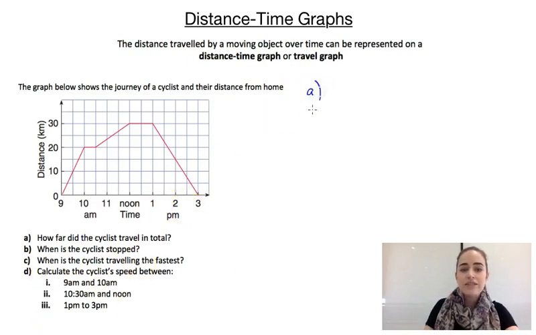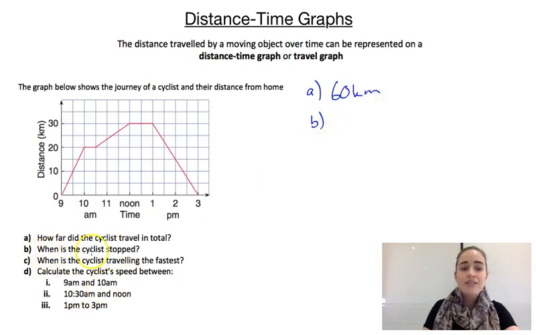Question A asks us, how far did the cyclist travel in total? So in this first section of the graph, he's traveling away from home because his distance is increasing until he gets up to 30 kilometers from home, and then he has to ride all the way back. So in total, he's traveled 60 kilometers.